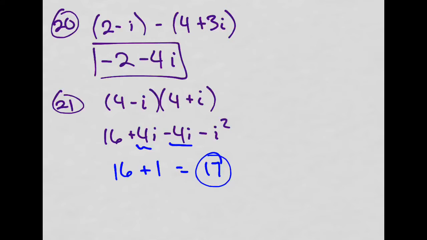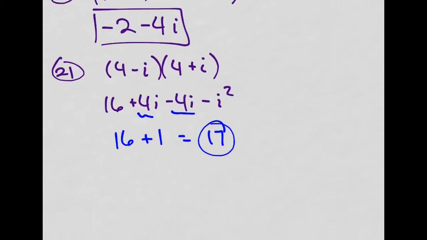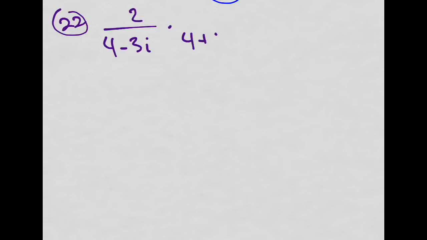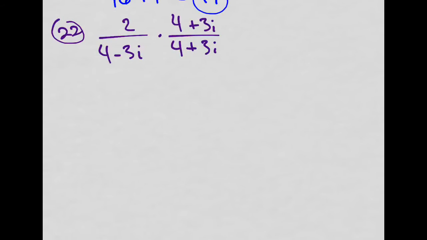Alright, and then 22. 22 is another one of those where we're rationalizing. In other words, there's an i in the denominator. And I don't need an i in the denominator. So I'm going to go get my conjugate pair. Because that's how I get rid of radicals and imaginaries in my denominator. Okay? So we're going to FOIL. First times first. Outer. Inner. Last.